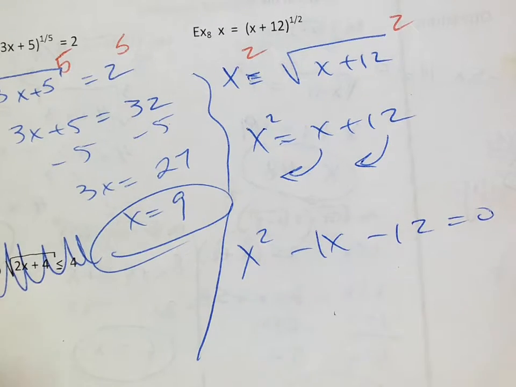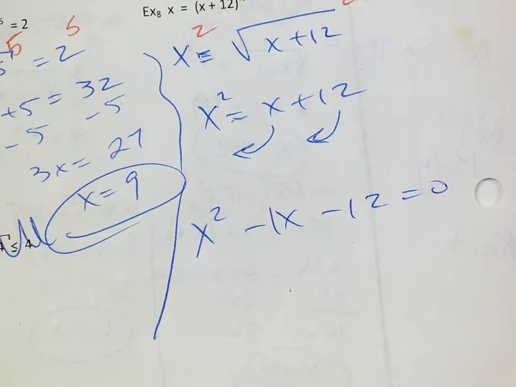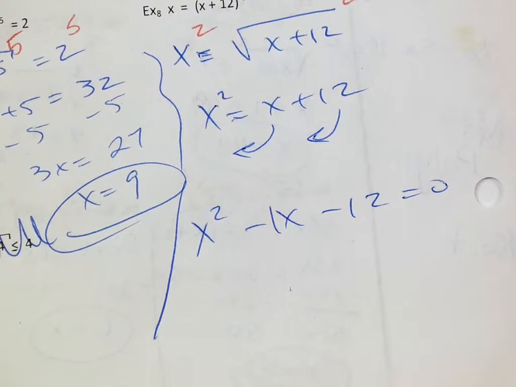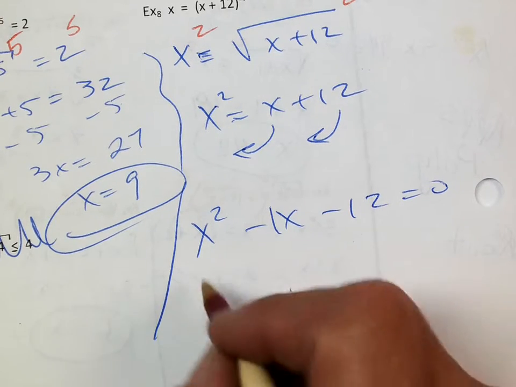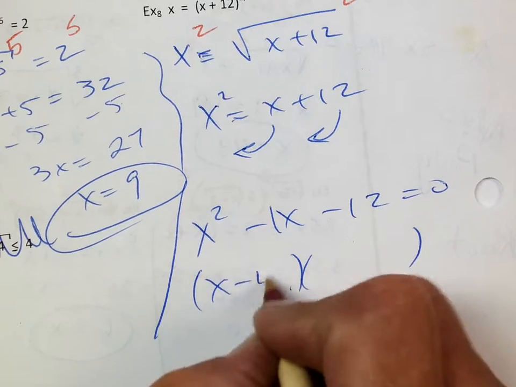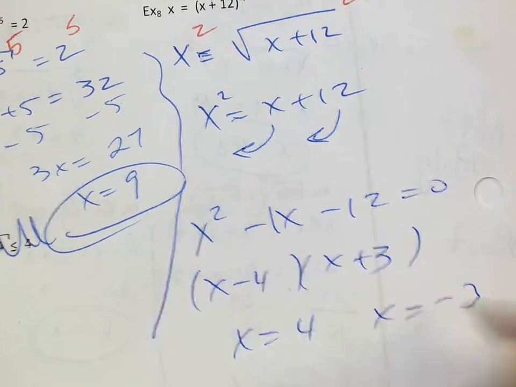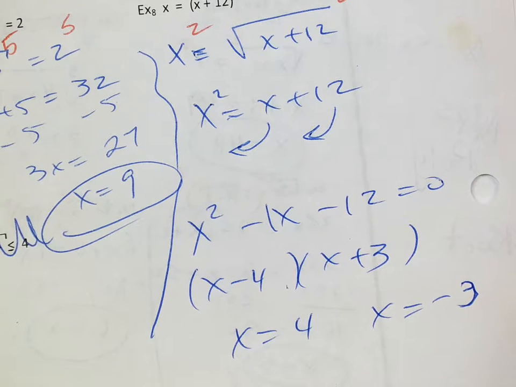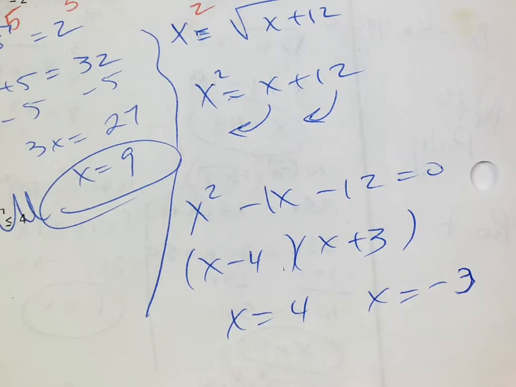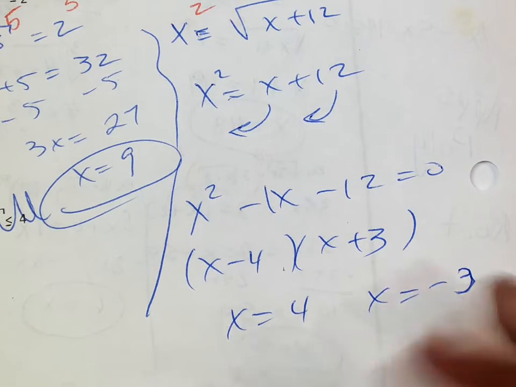Now, we could have a contest to see who can get it faster. Who's going to quick draw me? Poly button versus brain power. Gage, tell me when you're ready. Ready, set, go. X minus 4, x plus 3, x equals 4, x equals negative 3. Boom. You win. I don't need no stinking calculator, do I? But I'm going to throw that one away, right?